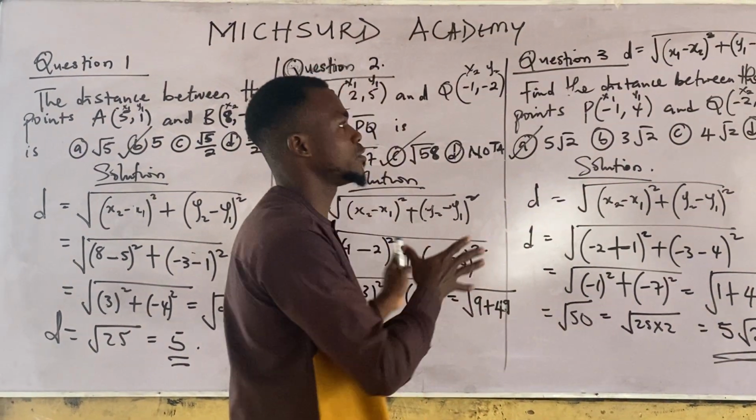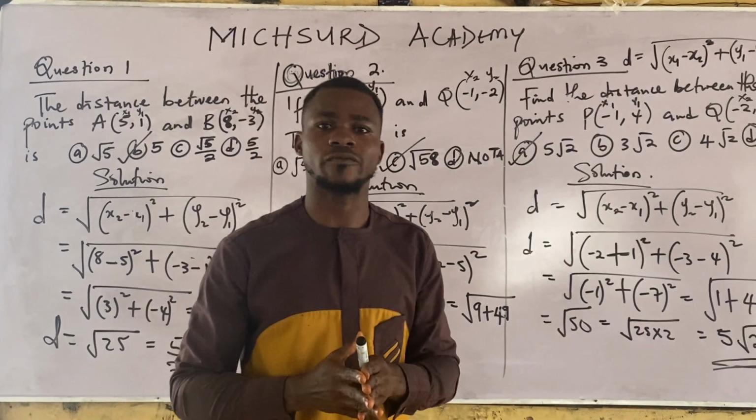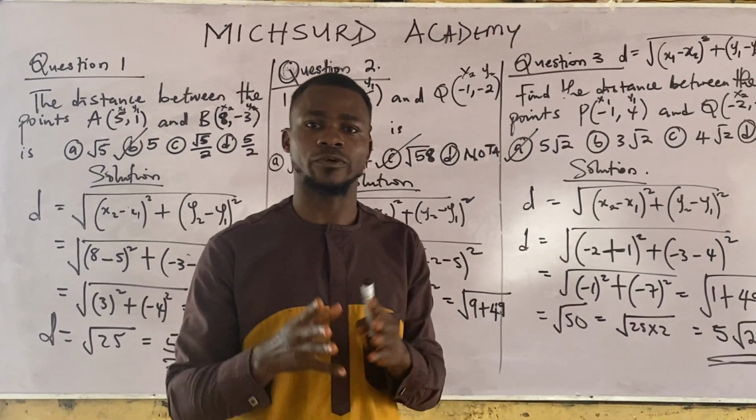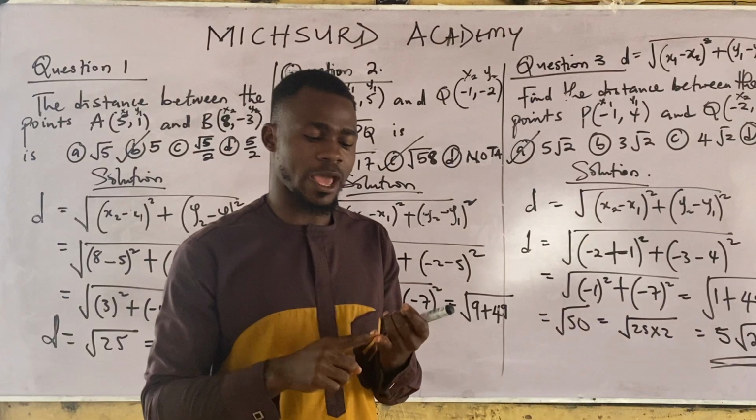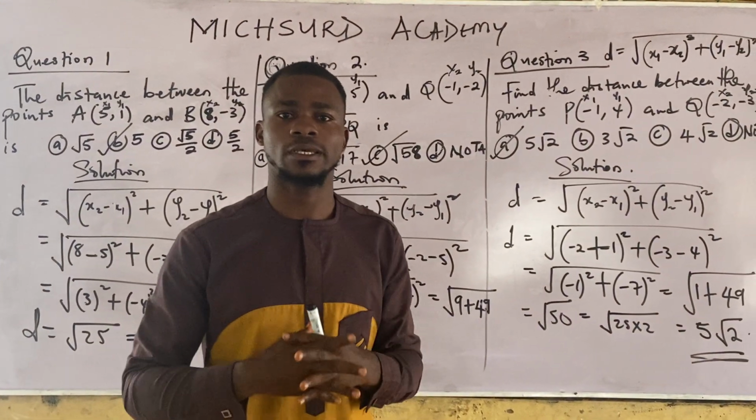In the next class, we are going to see how we solve with 3 dimensions. These are 2 dimensions for 2 points. There are cases where we'll be having 3 dimensions for the 2 points, so you'll be having x, y, and z. We'll see how we solve that in the next class.